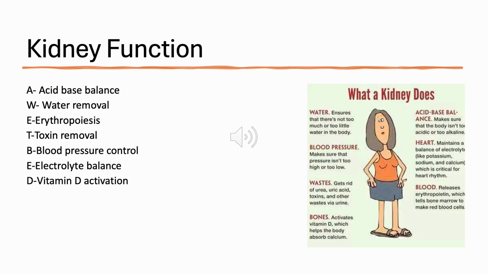The kidney helps remove toxins such as urea and ammonia from the body, but also medications. It helps us clear medications. B is for blood pressure control. So the kidney helps us maintain blood pressure so that it's not too high or too low. E is for electrolyte balance. The kidney helps us maintain our electrolytes in the right normal range. And then D is for vitamin D activation. So the kidney helps us activate vitamin D in the body so that we can have strong bones and teeth.